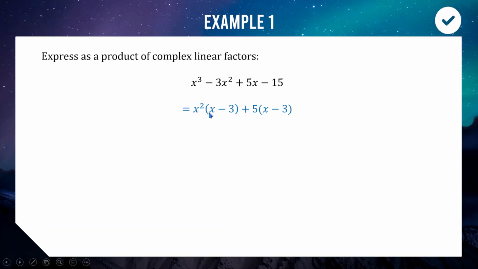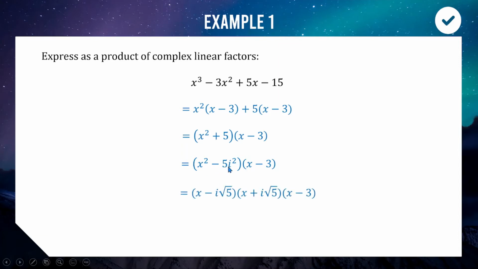Now we have a common factor of x minus 3, so we can factor that bracketed term out the front, or the back, I guess, and we end up with x squared plus 5 multiplied by x minus 3. Now to factorize x squared plus 5, we'll use a similar trick from before where we write plus 5 as minus 5i squared. Now we have a difference of squares, and we can factorize this as x minus i root 5 and x plus i root 5.